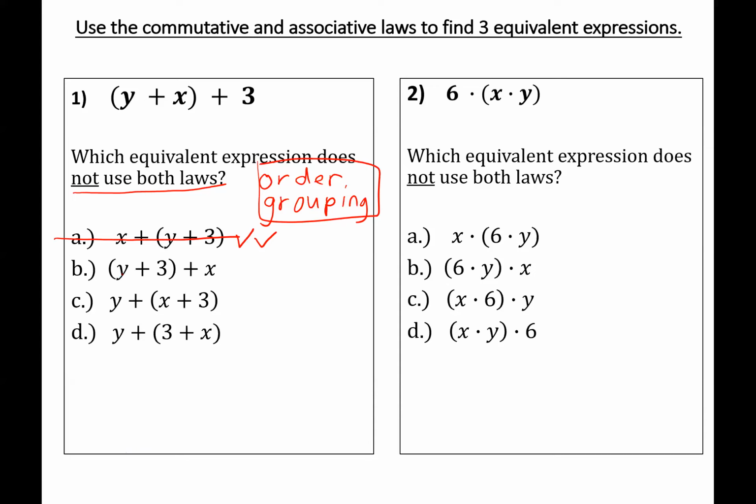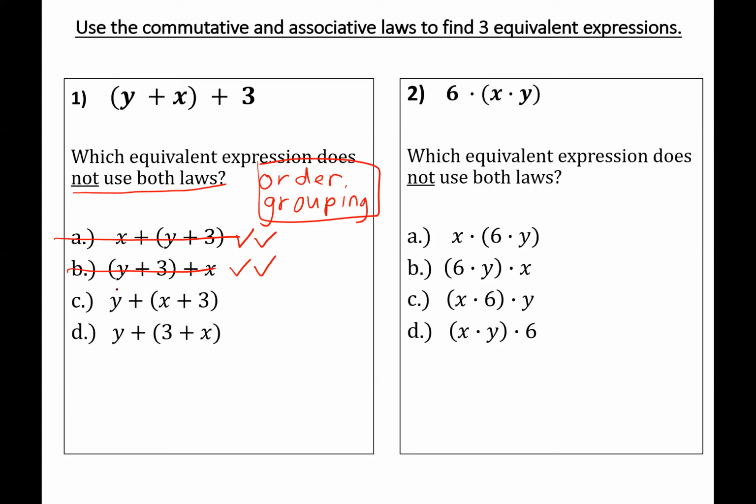Next option, choice B, in parentheses, y plus 3, close parentheses, plus x. Okay, the order has been changed. Instead of y plus x, it's y plus 3, so the x and the 3 have switched order. And the grouping has also changed. Instead of y plus x in parentheses, now it's y plus 3 in parentheses. So once again, we found one that does change both order and grouping.